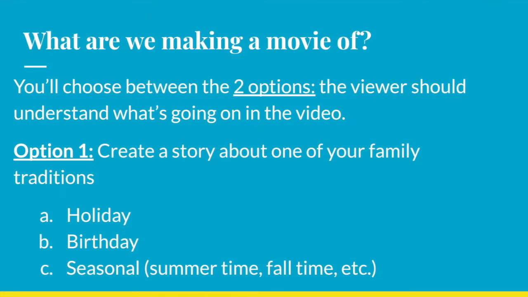So what are we making a movie of? You actually have two options. Your first option is going to be to create a story about one of your family traditions. It could be a holiday tradition, a birthday tradition, or seasonal, maybe during the summer or during the fall. You have a tradition where you go somewhere or do something that's specific to the season. What's something I want you to really keep in mind is the viewer should understand what's going on in your movie. No matter what you're making, it's really important to make sure that the viewer's not lost or confused in any way. It needs to be very clear cut as to the story you're trying to portray.